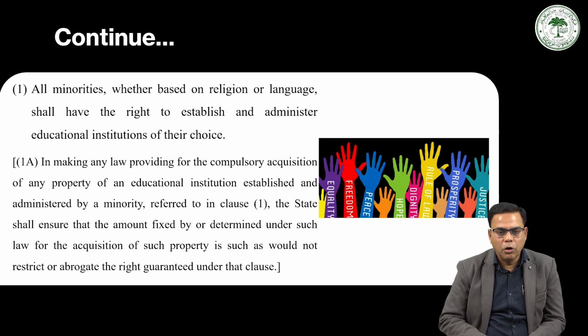In making any law providing for the compulsory acquisition of any property of an educational institution established and administered by a minority referred to in clause 1, the state shall ensure that the amount fixed by or determined under such law for the acquisition of such property is such as would not restrict or abrogate the right granted under that clause.